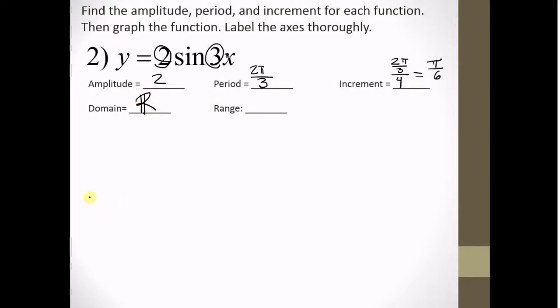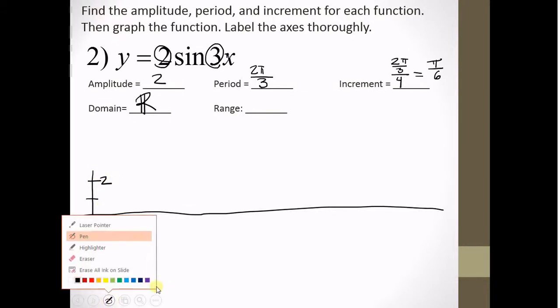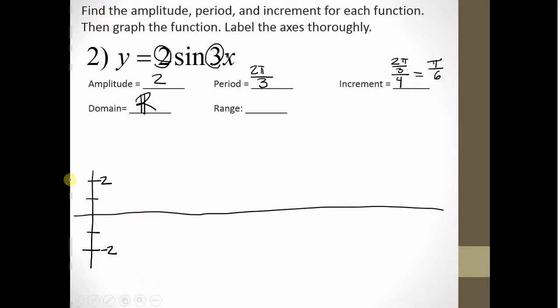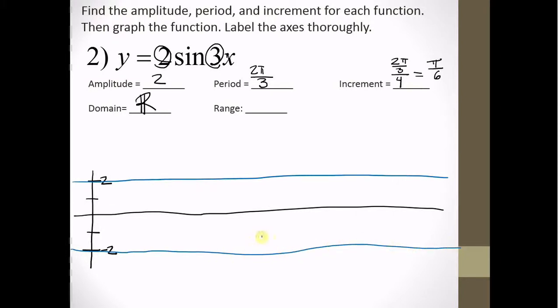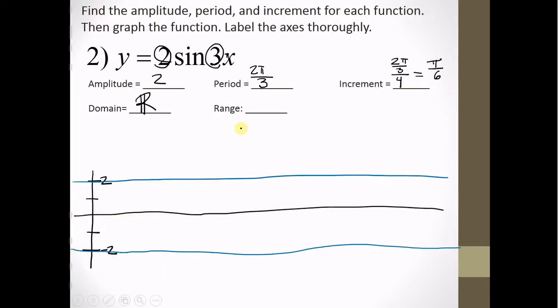My domain, of course, is going to be all reals. So let's go ahead and graph this puppy. So up and down, 1, 2, -2. Let's go ahead and put a blue line at that to mark off my amplitude, or the height of my graph. There we go. Now, this is going to be hard just because my increment is going to be really silly.